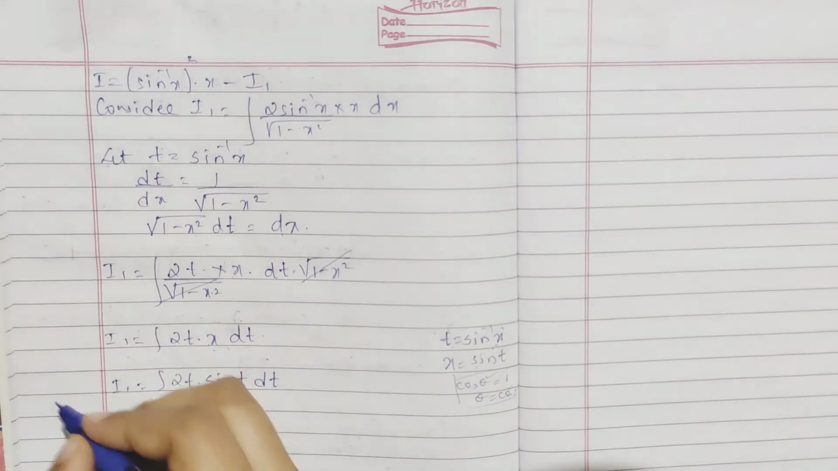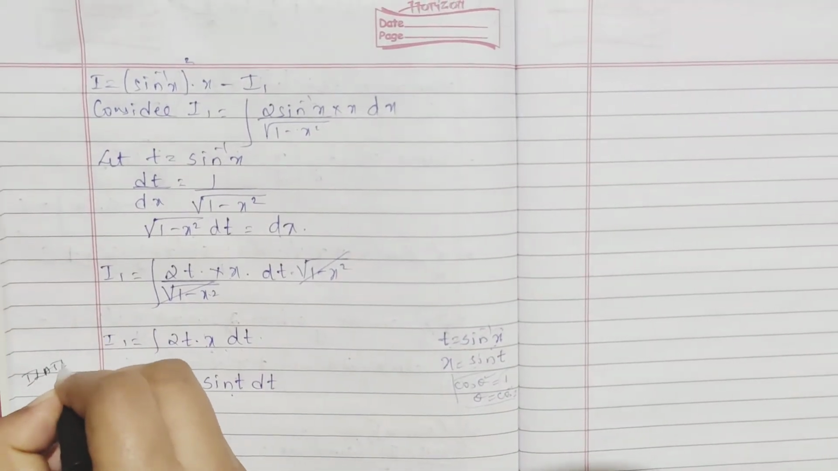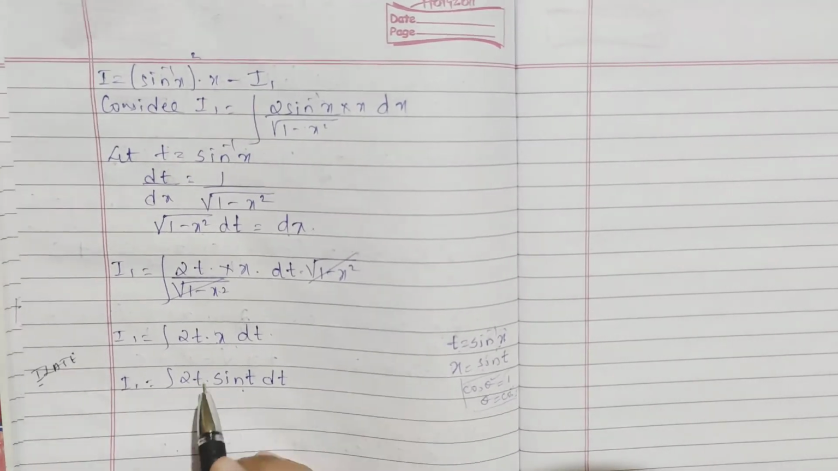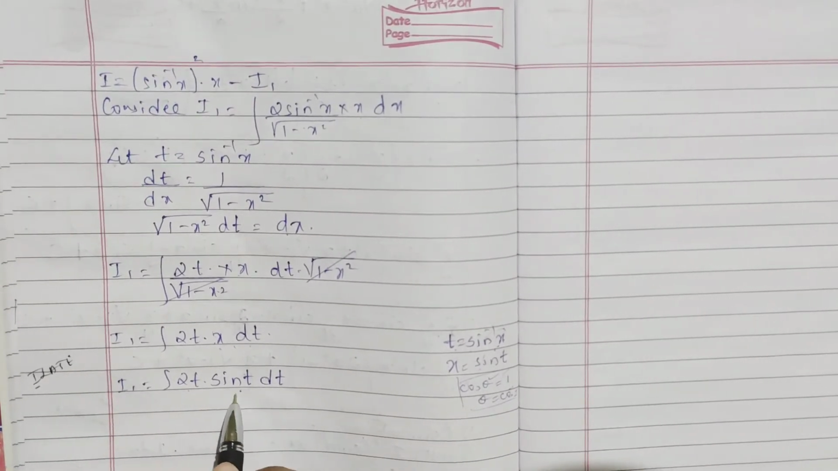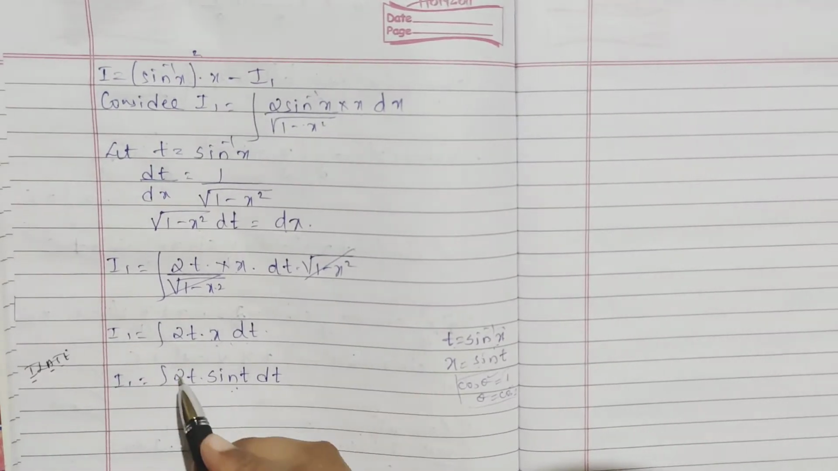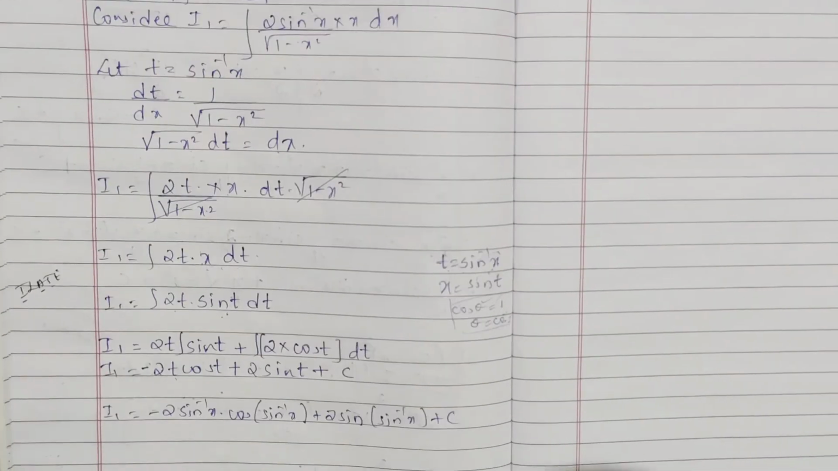Again going for our ILATE. In our ILATE, first is our inverse trigonometric. Your inverse is not there, okay? You have your algebra and your trigonometric. So first comes your algebra, then comes your trigonometric. So your first term will be this, and second term will be your sin t. So again applying your ILATE.